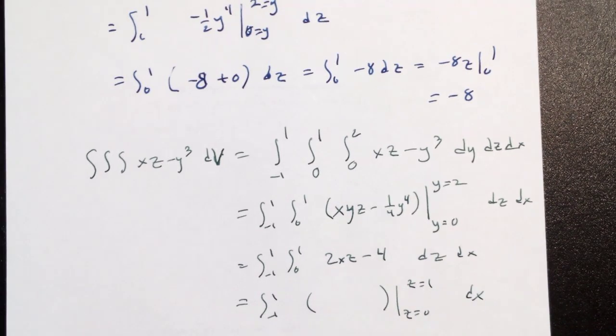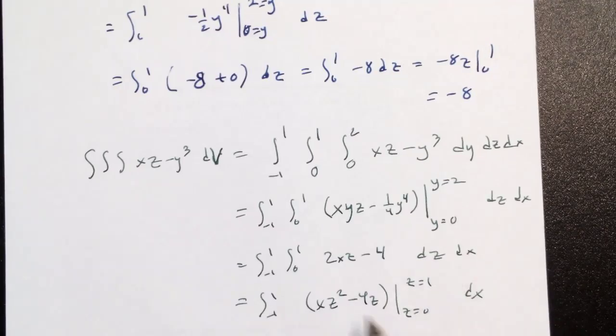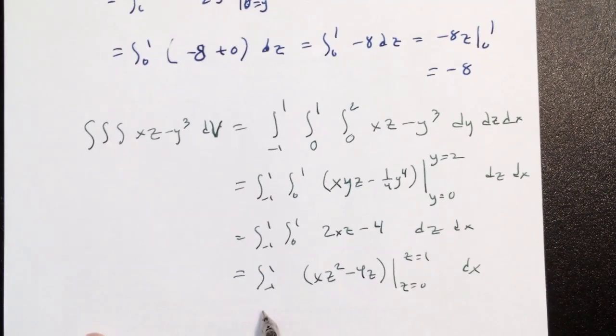But now I iterate my next integral. So I integrate with respect to z. What's my integral with respect to z? That's square. Plug in 1, plug in 0. And you get the integral from -1 to 1 of x minus 4, and then plug in 0, you get 0 dx.